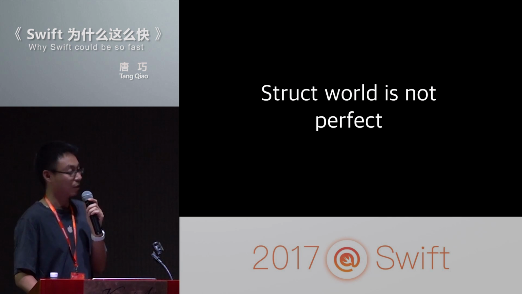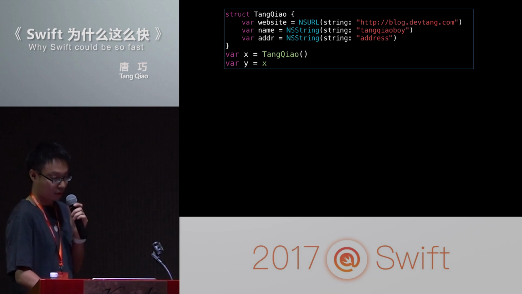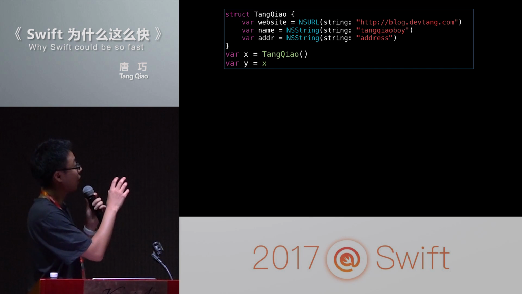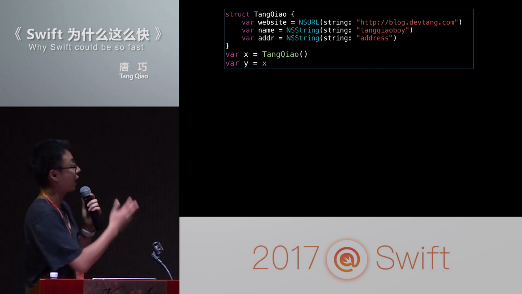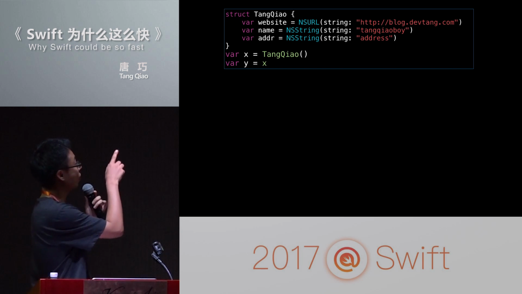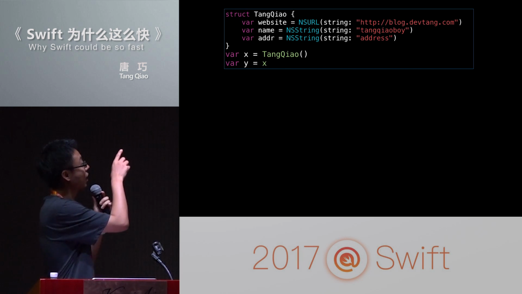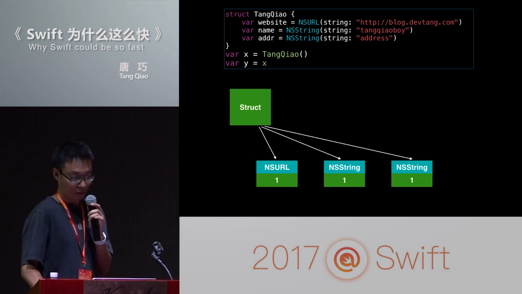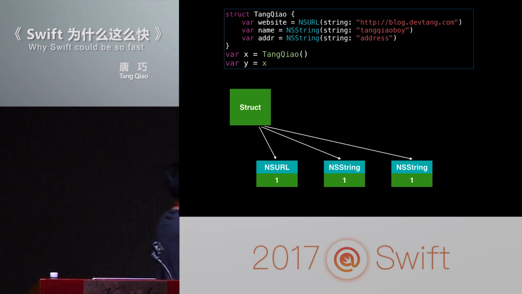But struct is not perfect. I will give you a very simple example. If one struct has many class type variables, there will be a huge problem. Let's look at this example. The struct Tangqiao has 3 variables. These are 3 members, and these 3 members are all class type variables. So that means if I create an instance, this struct will hold another 3 class type references.